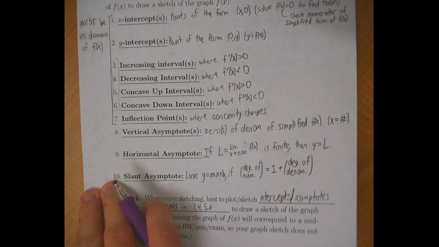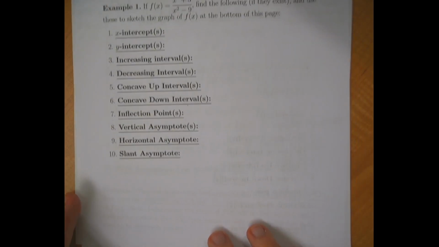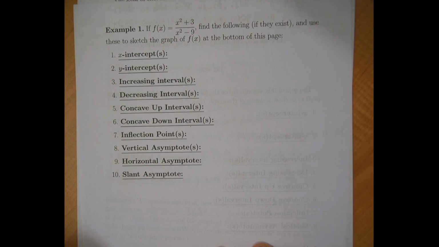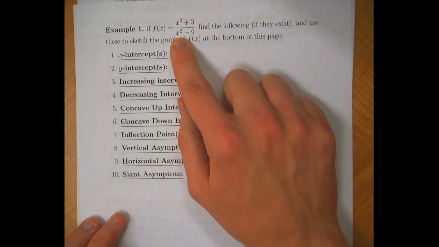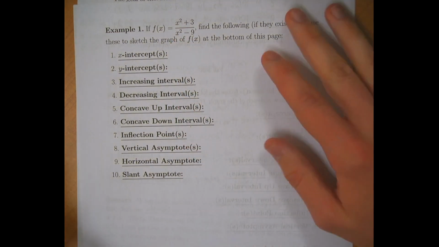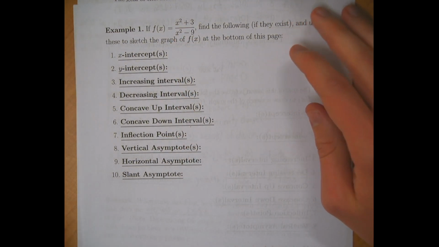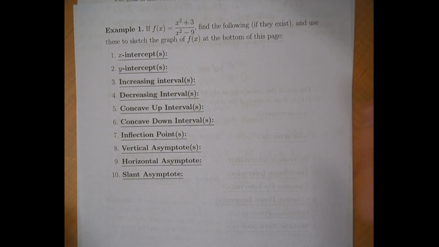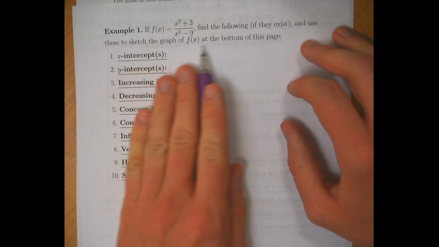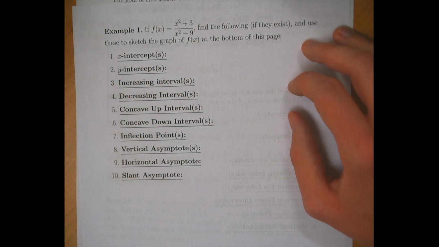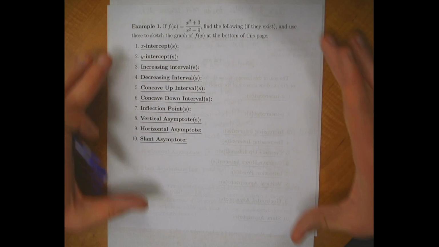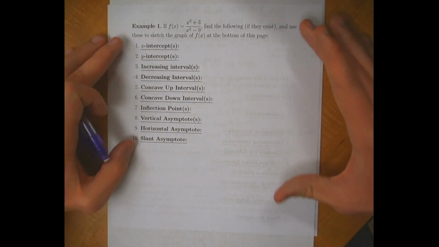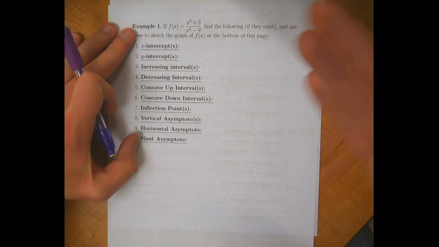So let's go ahead and do that. Taking example 1, here's what we're going to do. We have this function given to us as x squared plus 3 divided by x squared minus 9. We have to find the following 10 things that we just established, if they exist, and use these to sketch the graph of f of x at the bottom of this page. This page is going to hold all the points, intervals, or lines, and then here's where our graph is going to go.